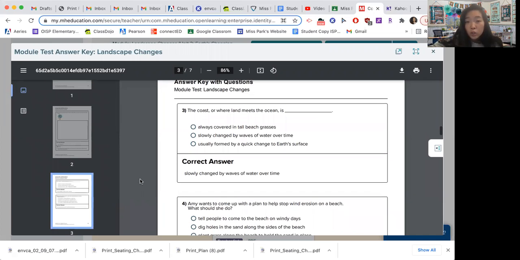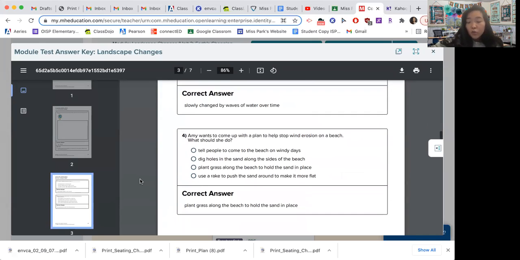Okay. Number 2, the coast, or where land meets the ocean, is slowly changed by waves of water over time. Remember, we watched that video when the water is being poured onto the sand, slowly but surely. Or if you go to the beach, you'll see that the waves keep pushing the sand a little bit further, a little bit further. So slowly the waves of water over time are changing the land. It's changing the coast, which keeps getting pushed more and more back.